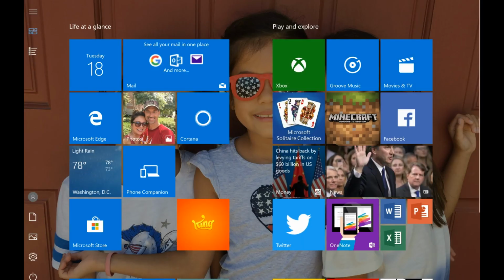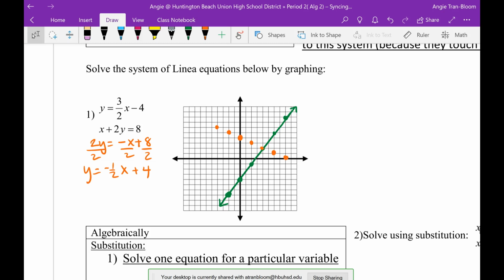Then we are done graphing both. What's the point of intersection? What do we call it? McKenna S, what's the point of intersection? What do you think that is? Four. One more time. 4 comma 2. Okay, x is 4, y is 2.